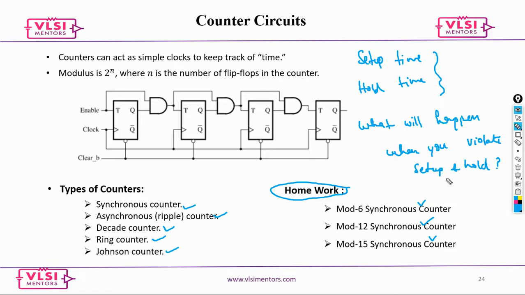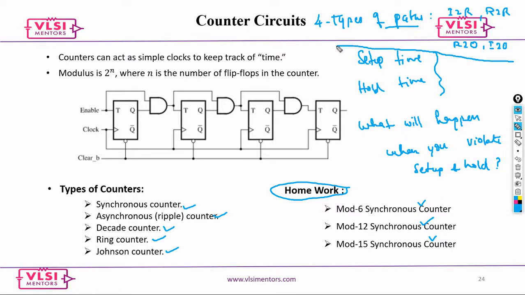And try to understand the basics of four types of paths. What are they? In to reg, reg to reg, reg to out, and in to out. So these are some things that I want you to look into before you come to the next class.